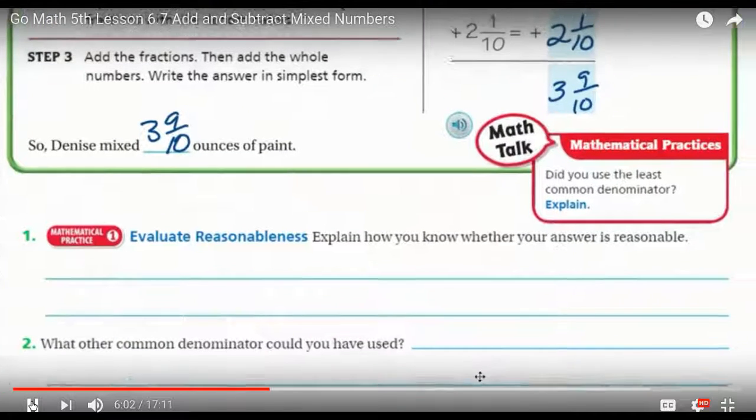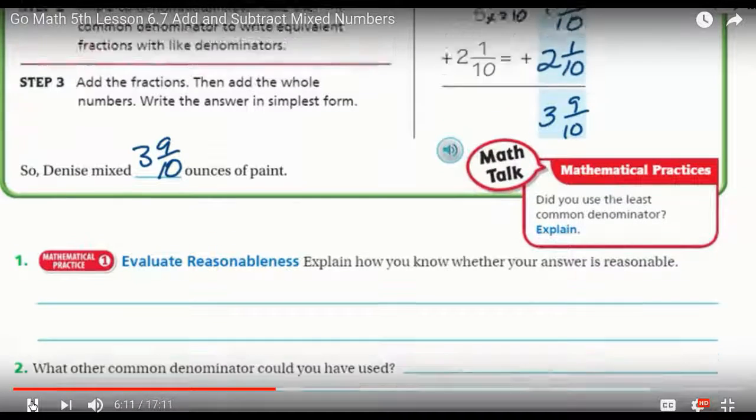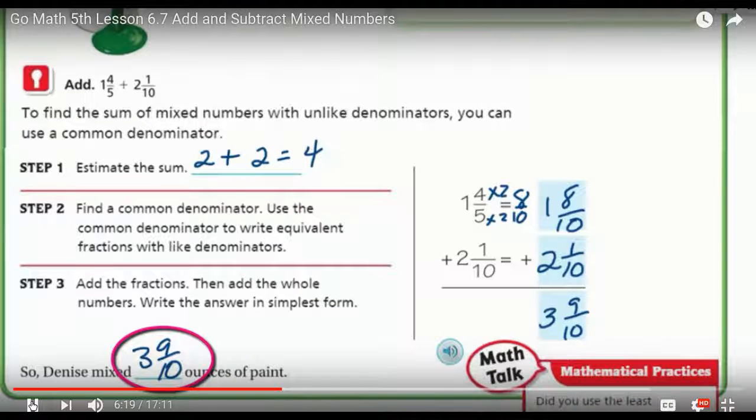So, explain how you know whether your answer is reasonable. Okay, so we did do an estimate, didn't we? Yes, we did. So let's come up here and take a look at that estimate. That estimate that we did was 2 plus 2. Remember, our answer is supposed to be 4. What did we get as an answer? There you see it, 3 9/10. Could that get any closer to 4?